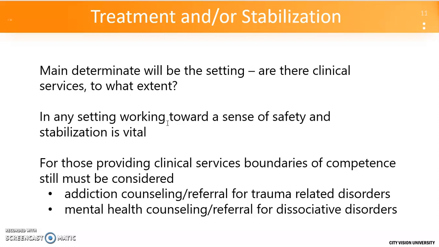So, for those providing clinical services, we still need to determine to what extent they have services. So let's start with those in a setting that do not have any clinical services available. So this might be a residential setting where they have a lot that goes towards safety and stabilization, just in the sense of having a safe place to stay, maybe starting to establish some routine and some services, perhaps accessing some things through referral and so on. They begin to build that aspect.